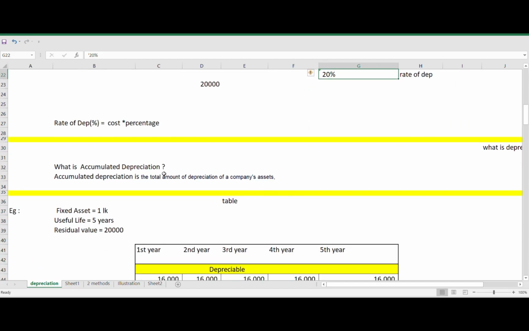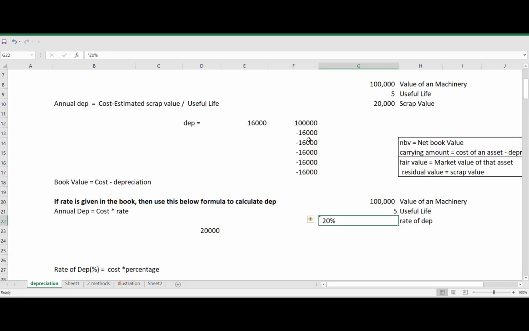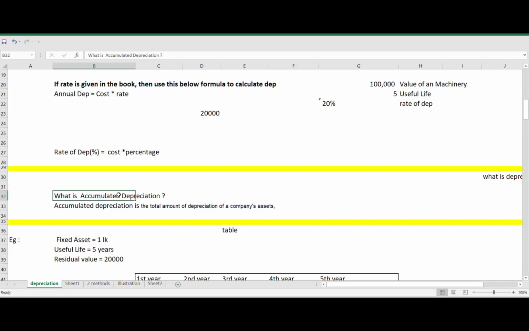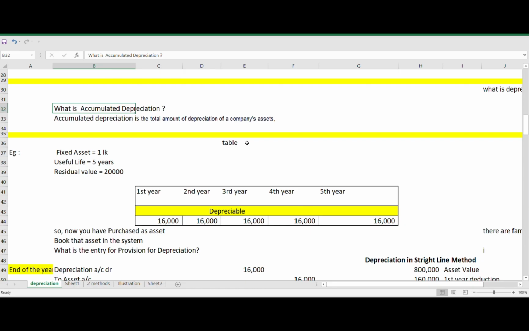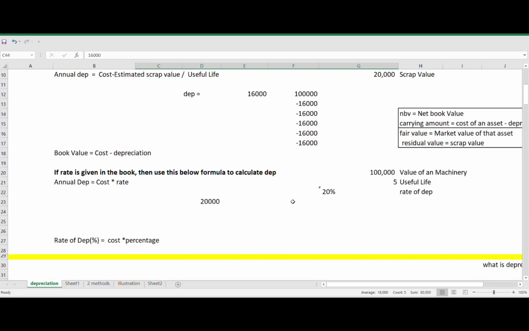So what is accumulated depreciation? You all saw what is depreciation. Accumulated depreciation is the total amount of depreciation of a company's asset. Let's try with an example. You bought a fixed asset for 100,000 and the useful life is 5 years. So first year, second year, third year, fourth year, fifth year. It is allocated over these 5 years. How did you allocate? Using this formula.